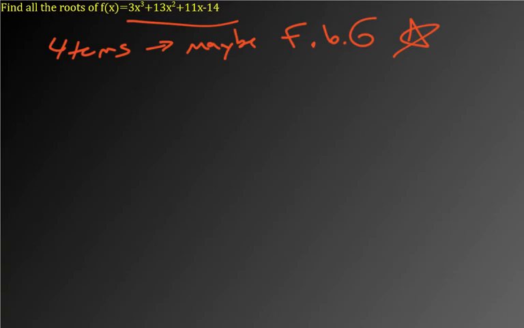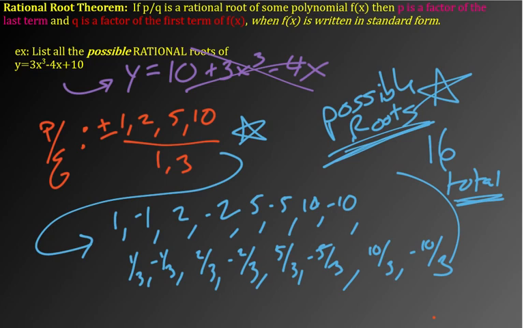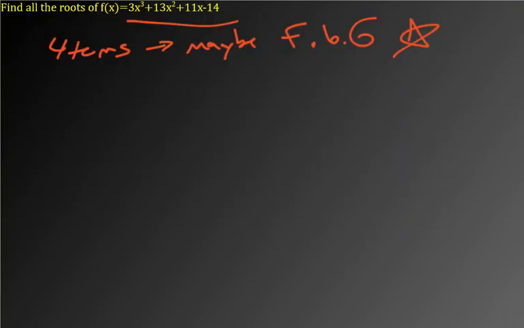If for some reason you had 4 terms that would be nice with factor by grouping, that's what I would want you to do. If for some reason you had 3 terms like this problem, but you could do the substitution thing, you should do substitution. You only do rational root theorem if you've got no other options, okay?